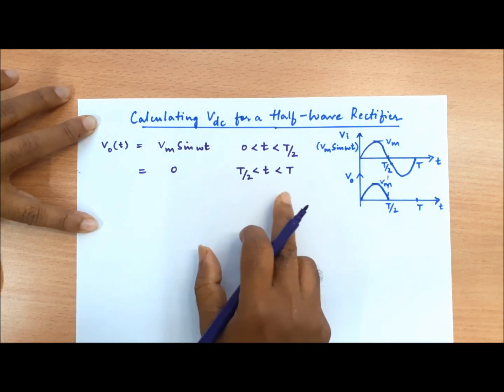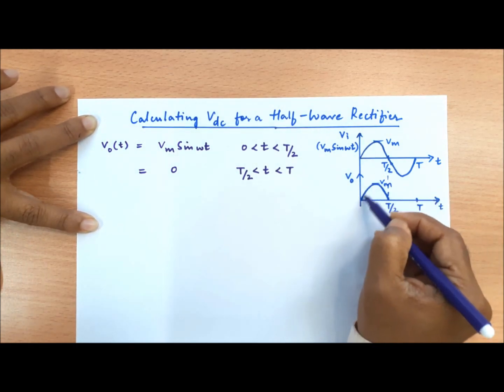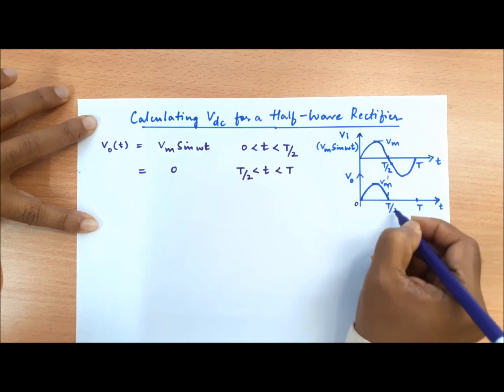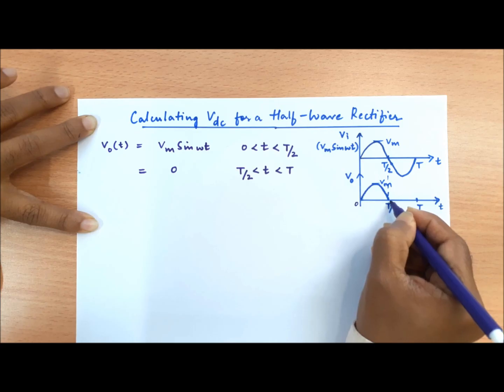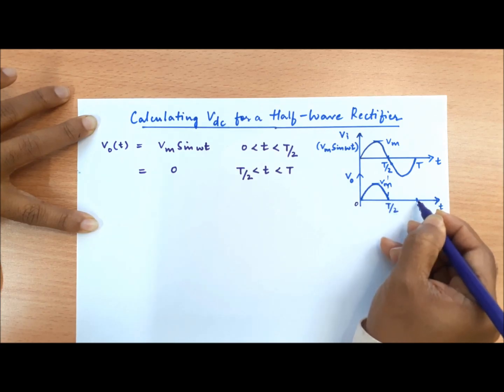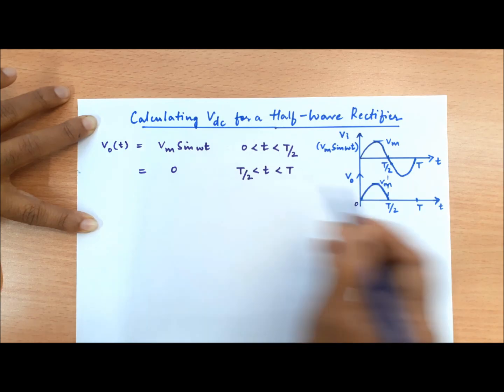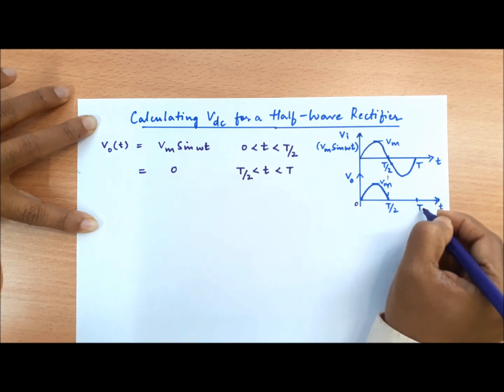So what does this mean? The output appears only between 0 to T by 2, whereas from T by 2 to T there is no output. The output is 0. Here the capital T represents the period.